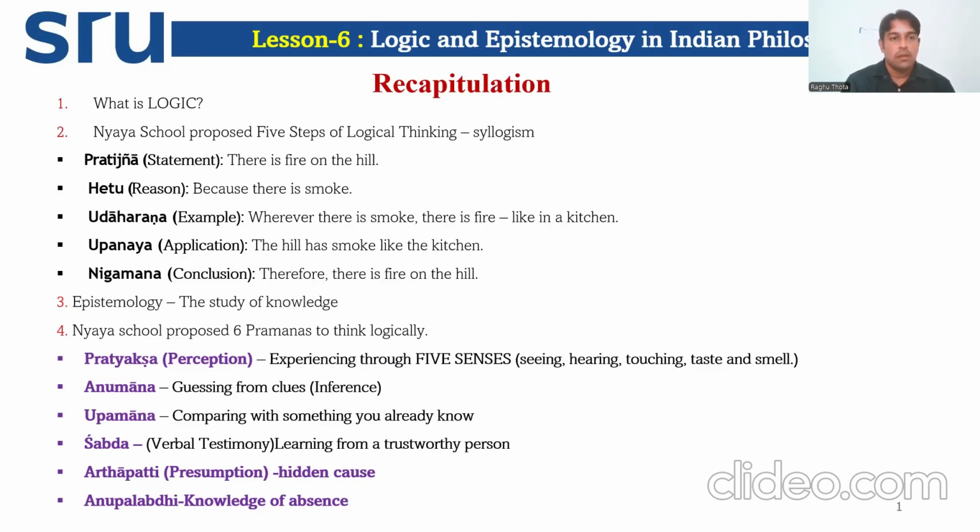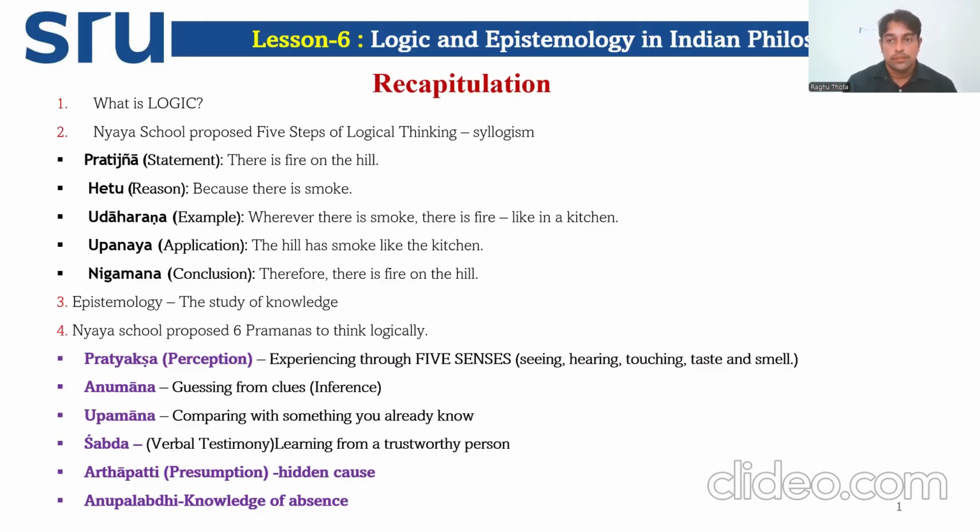What are the 5 steps it has proposed for right logical thinking? Step number 1, pratigna, which means statement. So what is the statement or the situation? There is a fire on the hill. That is a situation or a statement. And you need to find the reason behind it. Why is there a fire on the hill? You're trying to find the reason, which in ancient terminology we call hetu. So you're trying to find out that there is maybe smoke. That is called identifying the clue or a reason, which we call hetu.